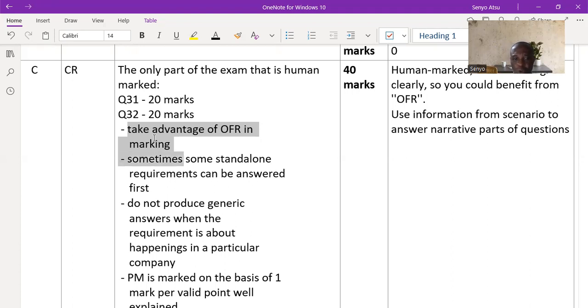Sometimes standalone requirements can be answered first. So prepare this budget, requirement A. By requirement B, tell us about the implications of the budgeting system on the company's performance assessment process, or tell us the implications of the way rewards are given to managers. You realize that sometimes that is a standalone requirement.